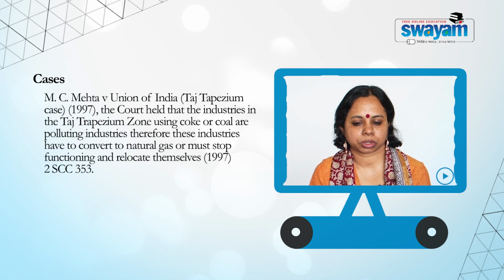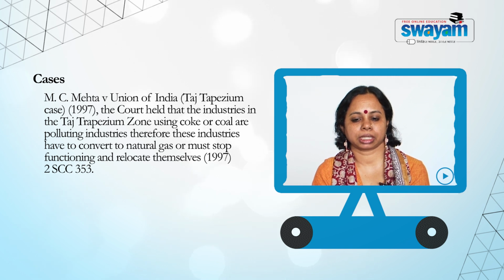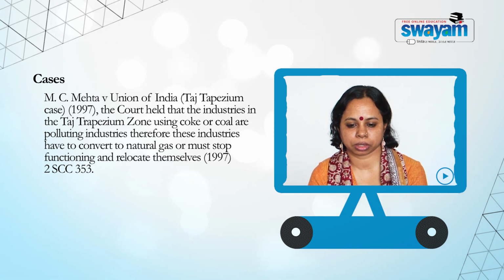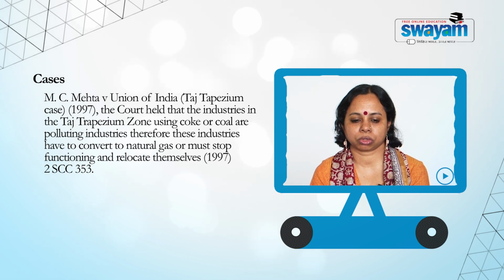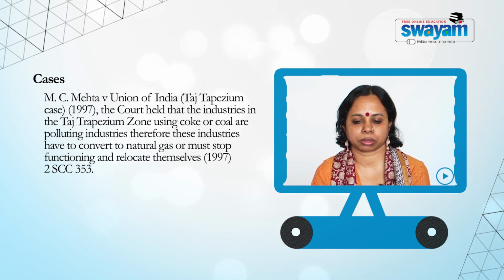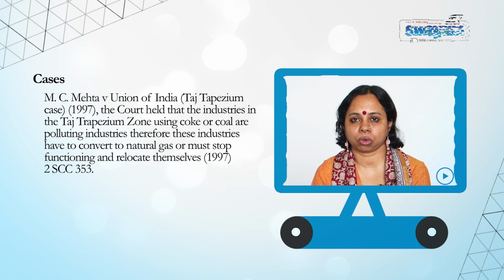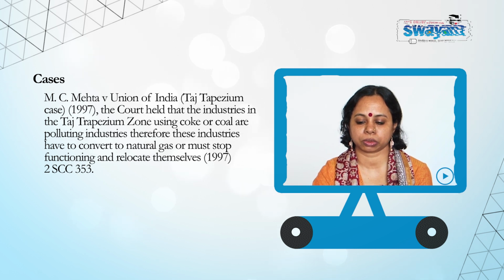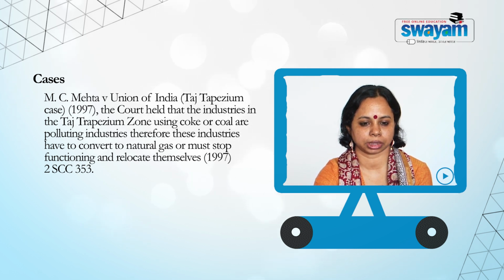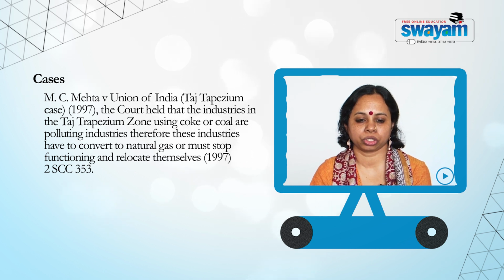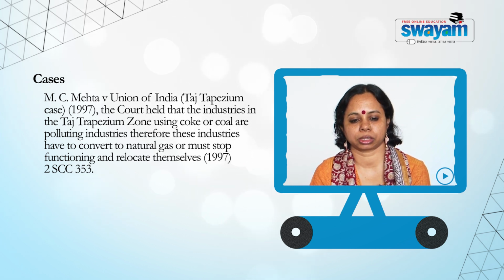In the Taj Trapezium case of 1997, the court held that the industries of that particular zone using coke or coal are actually polluting industries, and therefore are damaging the Taj as a monument. The court therefore suggested that these industries convert to natural gas or else stop functioning and relocate to some other place, but they cannot function using these materials within the vicinity of the Taj.